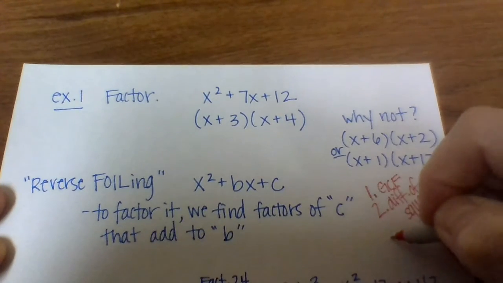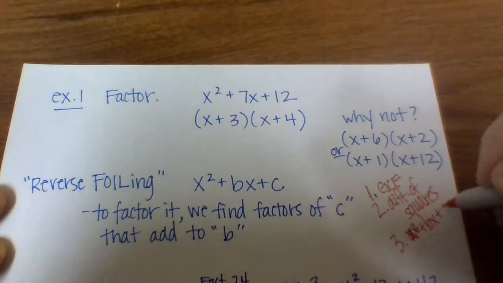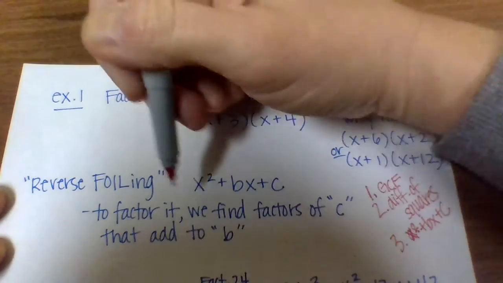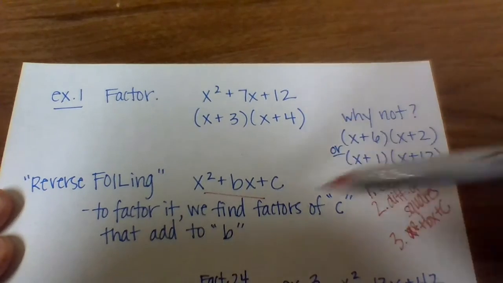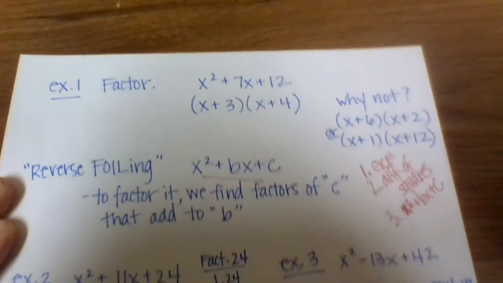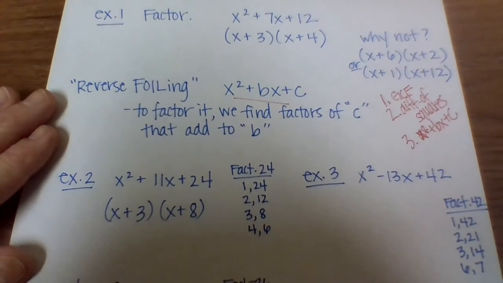And number 3, is it a trinomial that looks like x squared plus bx plus c right here? Okay, all we have to do is find factors of c that add to b. So I'm going to pull these up here. Hopefully you can see them.